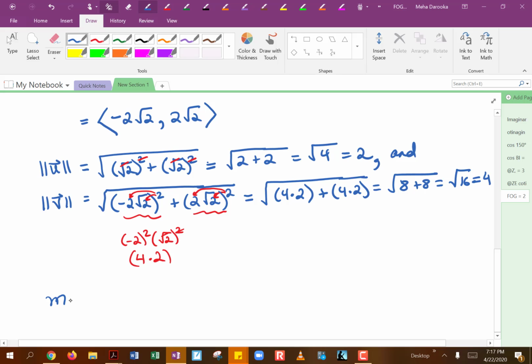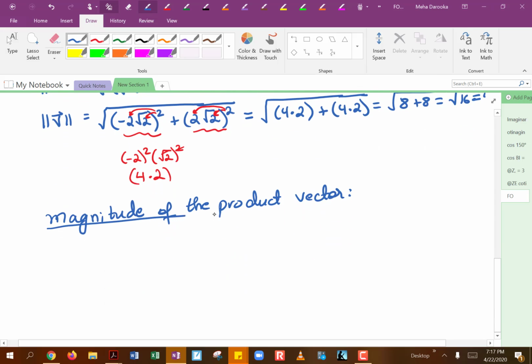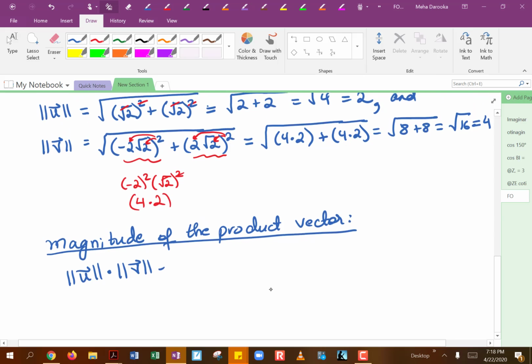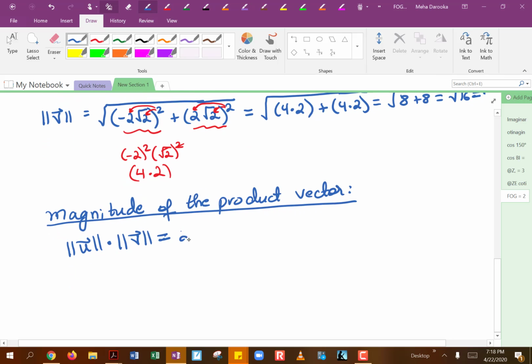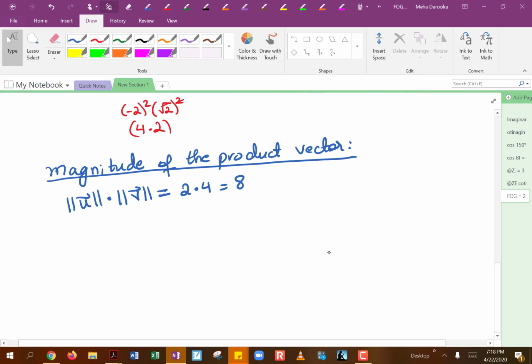Now let's talk about the magnitude of the product vector. The magnitude of the product vector is where we multiply each one of these magnitudes with each other. So that's going to be 2 times 4, which will of course give us positive 8. So now we know what the magnitude of the product vector has to be, but we still don't know what the direction has to be.